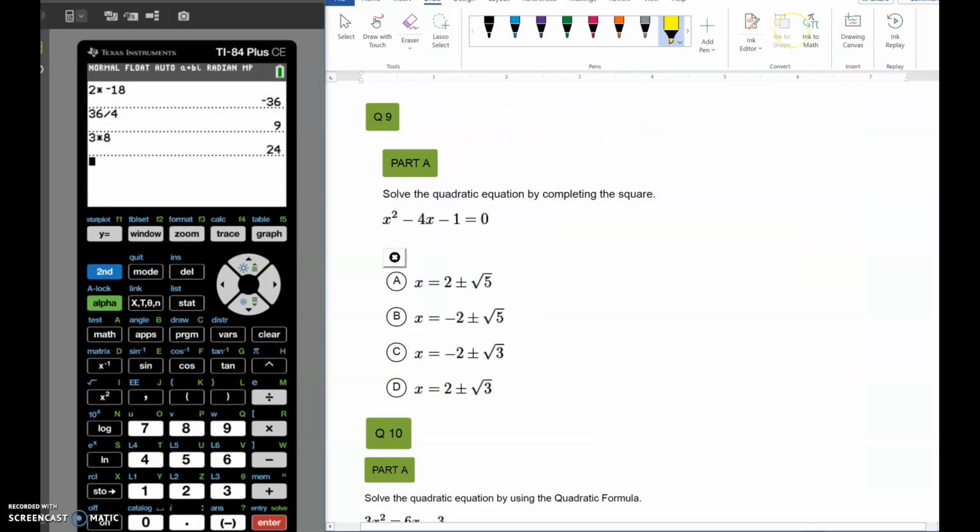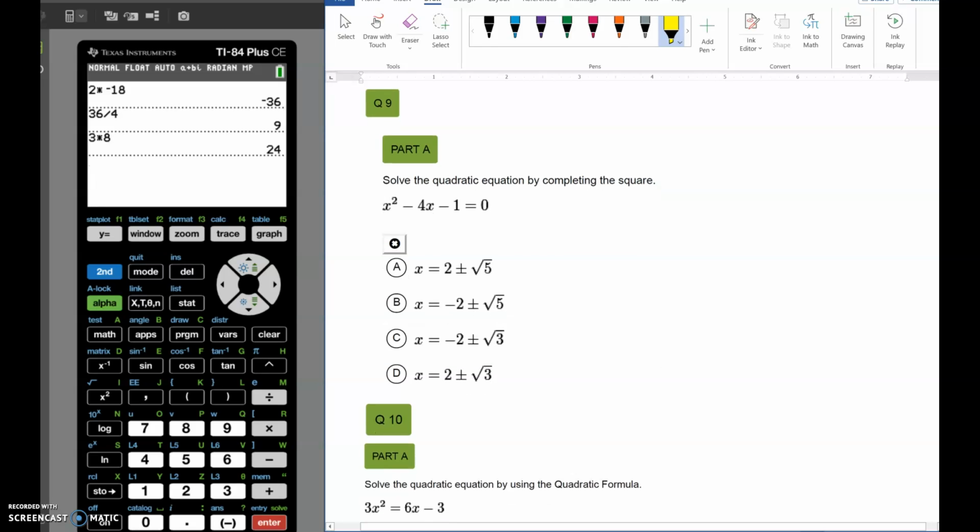Okay, let's move on with number 9. Solve the quadratic equation by completing the square. When we complete the square, that's where we want to take these two terms and figure out what would finish that to make that a perfect square trinomial. So I'm going to take x squared minus 4x blank equals 1 blank. So what I did was I added 1 to both sides to get those two terms by themselves.